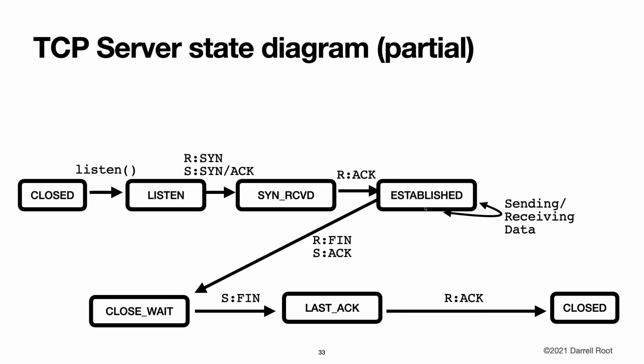Assuming the remote side wants to terminate the connection, it sends you a FIN, so you receive a FIN, you ACK it, and then you move into the close wait state. Then you send your FIN, moving you into the last ACK state. Eventually you receive the acknowledgement of your FIN, and you move into the closed state.